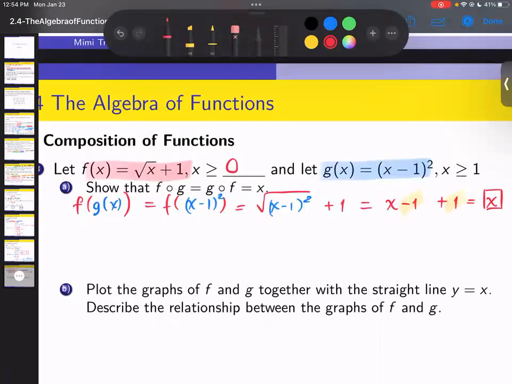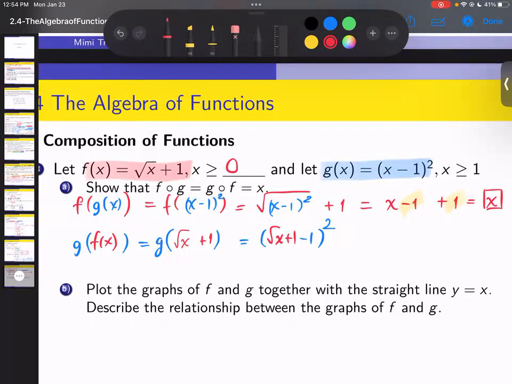Let's do the other way around. Let's do g composite f of x. Now you plug f inside g. f is square root of x plus 1. Now I'm going to plug that into g. All right, so the new x here is going to be square root of x plus 1.